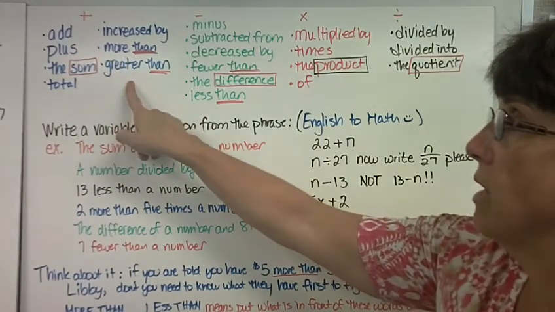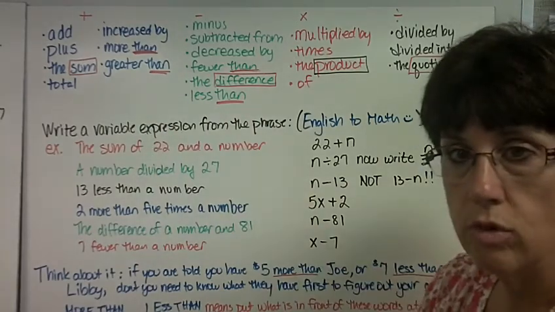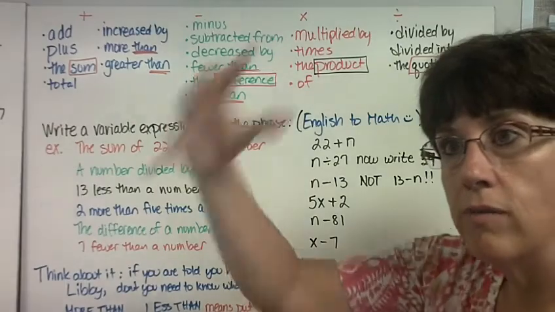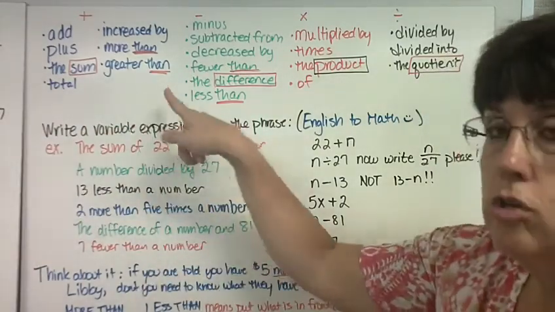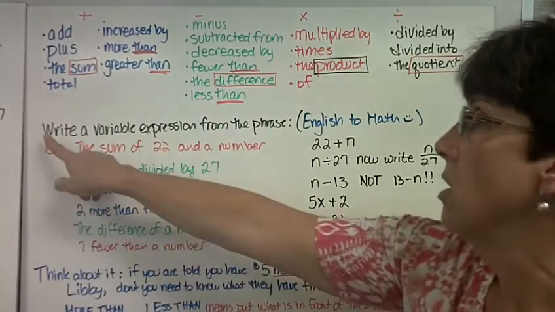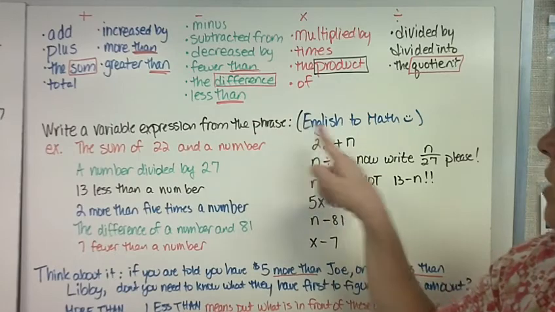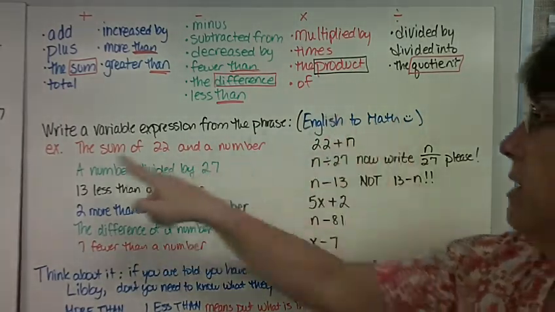But if you have more than or greater than, fewer than, less than, I'm sure you can probably think of some more examples, you have to switch the order around, because now you have to have something first and then have something more than it. You'll see when we do the examples. Here are the examples. Write a variable expression from the phrase, which means translate from English to math.